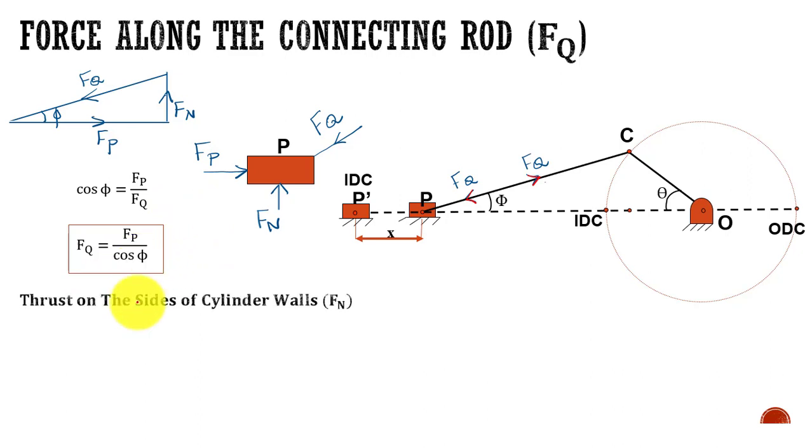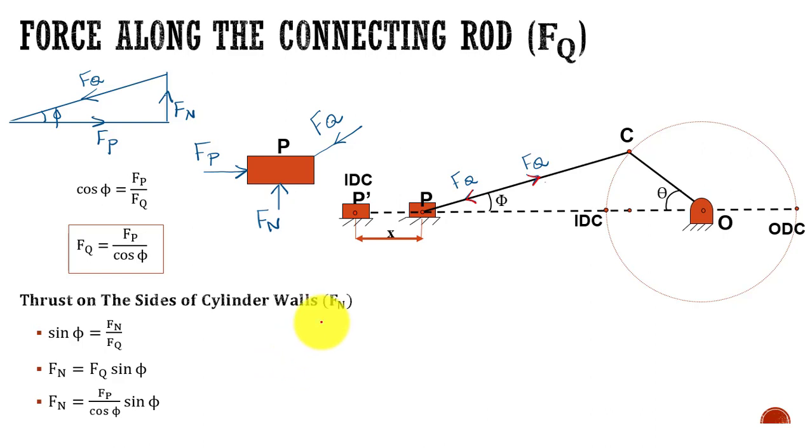Now I am also interested in finding the reaction force. The name of that force is the thrust on the sides of the cylinder walls. What is the amount of force acting on the cylinder walls? That is this force, Fn. This reaction force is the thrust which is acting on the cylinder wall. How to find it? The same trigonometry rules apply here. Instead of cos, I am going to put sine. Sine phi is the opposite side by the hypotenuse, so I can easily find Fn. Fn is Fq sin phi.